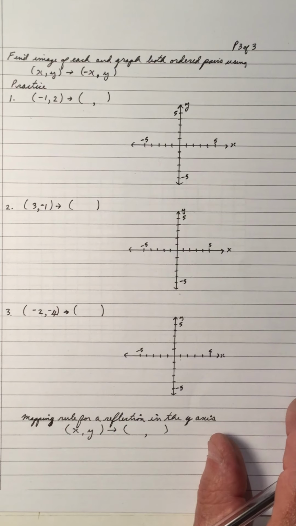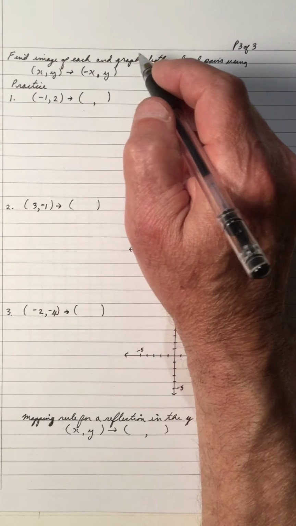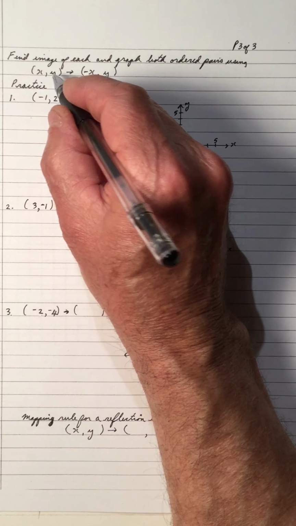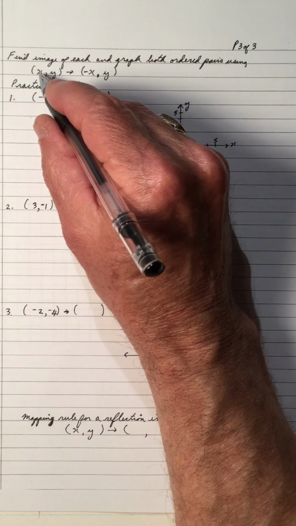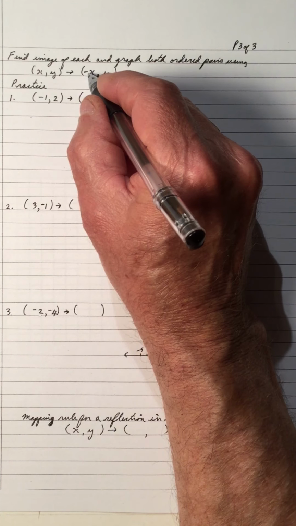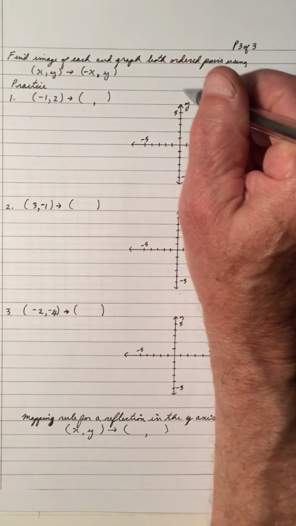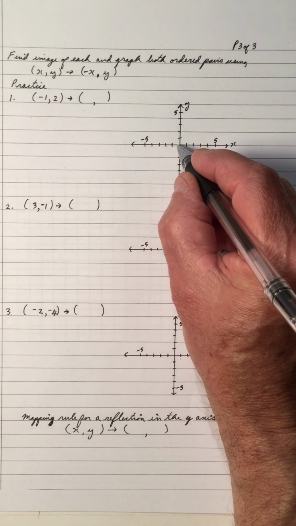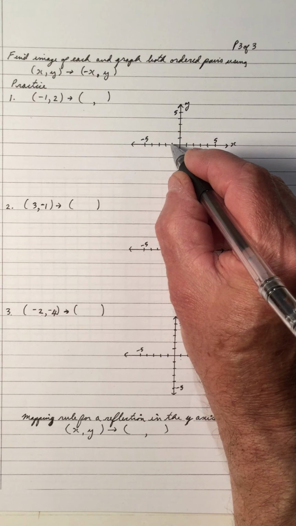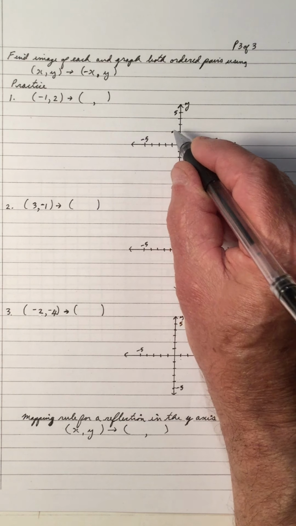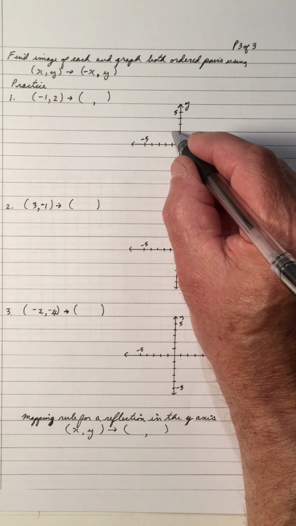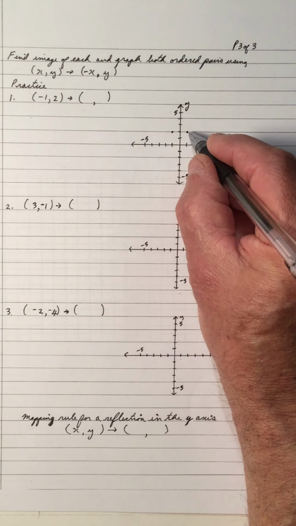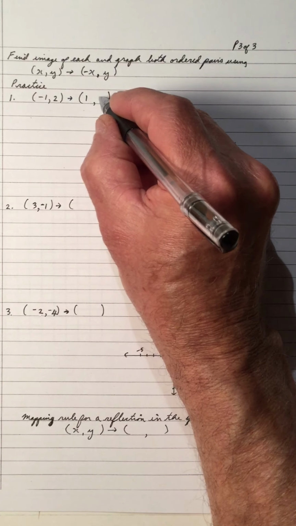Okay, find the image of each and graph both ordered pairs using the mapping rule (x, y) maps to (negative x, y). Changing the x to negative x means reflecting in the y-axis. So we have the point (-1, 2). X is negative 1, y is 2, which is there. So we reflect in the y-axis. That's 1 to the left, so we go 1 to the right, right there.